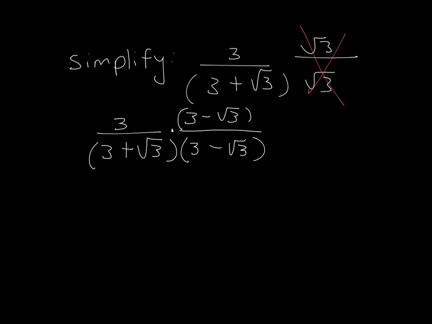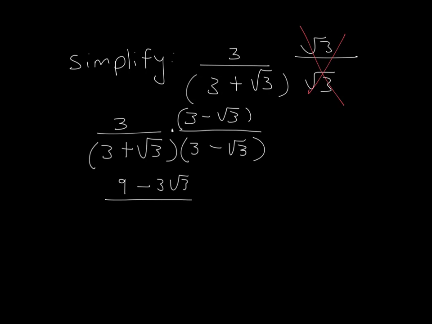Now you might look at that right now and you're like, well, what's so great about that? Well, let's just do it. Let's see. Well, the numerator, you would just distribute. So this 3 would go to here, and then the 3 would go to there. So you'd end up with 9 minus 3 root 3. Remember, we can have radicals in the numerator. We're trying to get rid of any square roots in the denominator here.